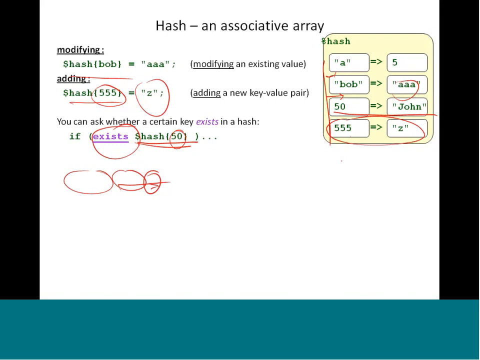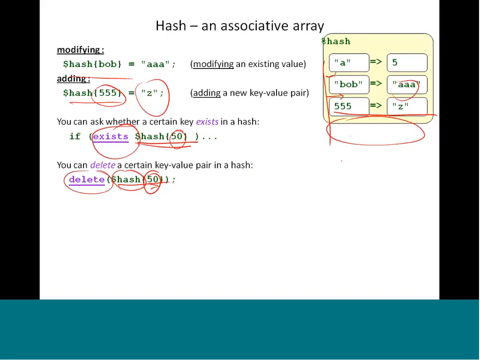Then we can delete a particular key value pair by using the delete function. To use the delete function, we have to specify the hash and the particular key. And please also note that we need to specify the parentheses here, whereas for exists we don't need to do that.